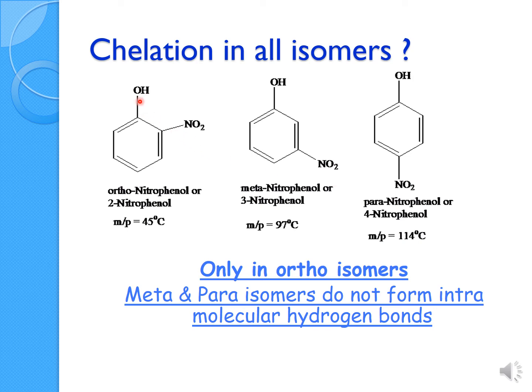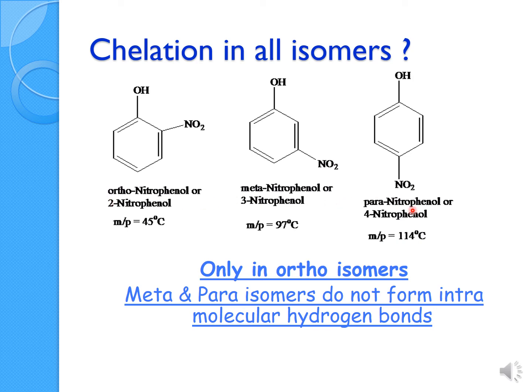But in the case of ortho isomers, the position of this electronegative oxygen and the electropositive hydrogen is favorable. They are lying close to each other. So the attraction between hydrogen and oxygen, the positively charged hydrogen and negatively charged oxygen, is possible. Therefore, chelation, or intramolecular hydrogen bonding, occurs only in ortho isomers.